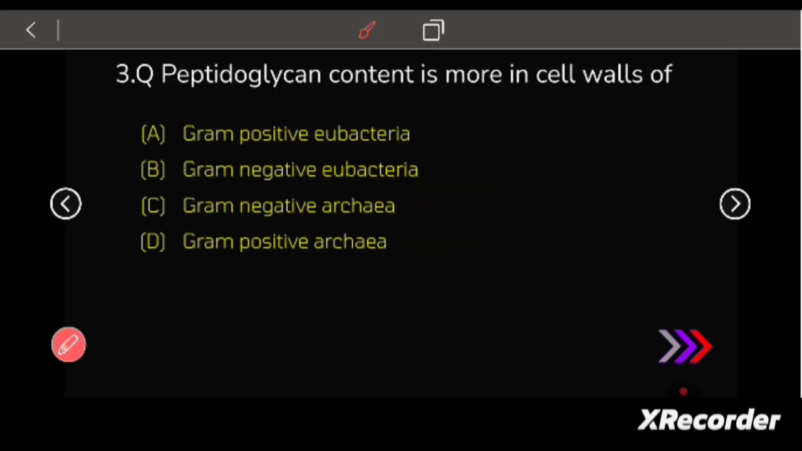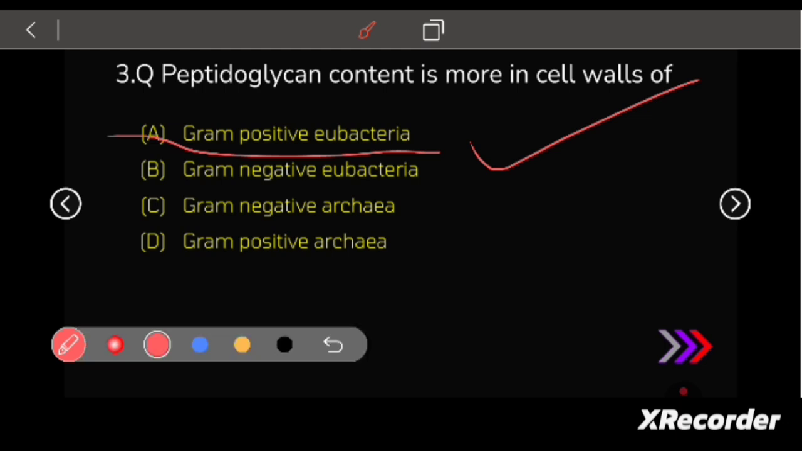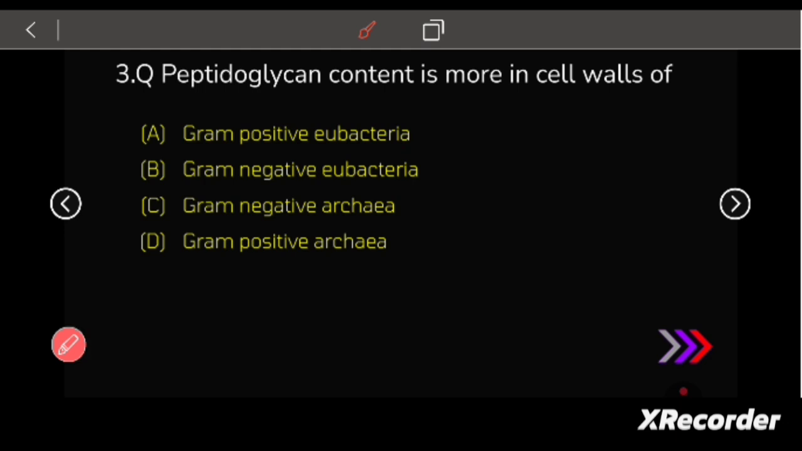Question number 3. Peptidoglycan content is more in cell walls of A. gram positive Eubacteria, B. gram negative Eubacteria, C. gram negative Archaea, D. gram positive Archaea. Peptidoglycan content is very high in gram positive Eubacteria. In gram negative Eubacteria, peptidoglycan content is less. In Archaea, peptidoglycan is absent. So answer is A.